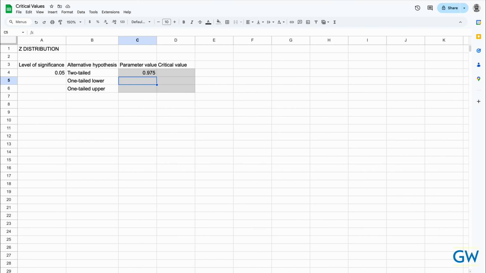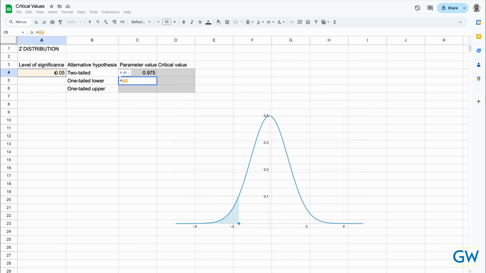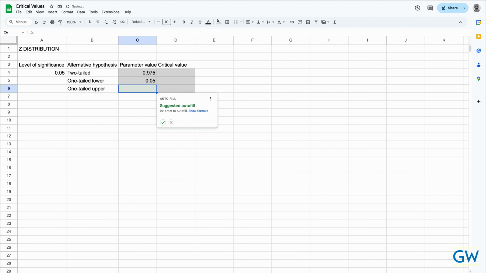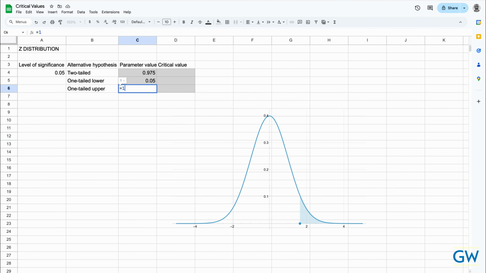When we're talking about a one-tailed lower, meaning we're putting all that 5%, our region of rejection contains the least probable values in the lower tail. So we want all of that in the lower tail. So I'm going to say equals, and it's just going to be this 0.05. And for a one-tailed upper, of course, that's going to be 1 minus this alpha value. So I'm just going to say equals 1 minus, and I'm going to click on that 0.05. And that gives me the 0.95. So these are the parameters that we are going to require for our critical value.